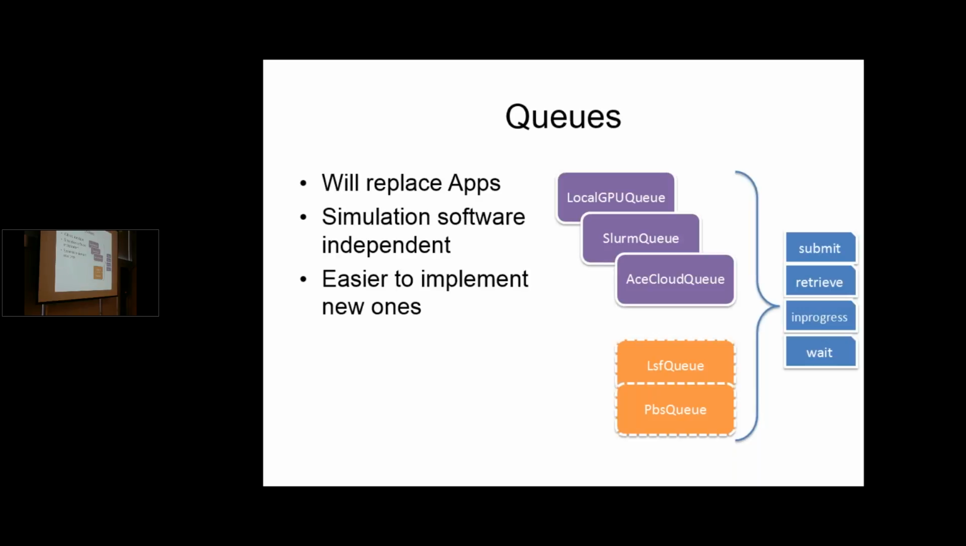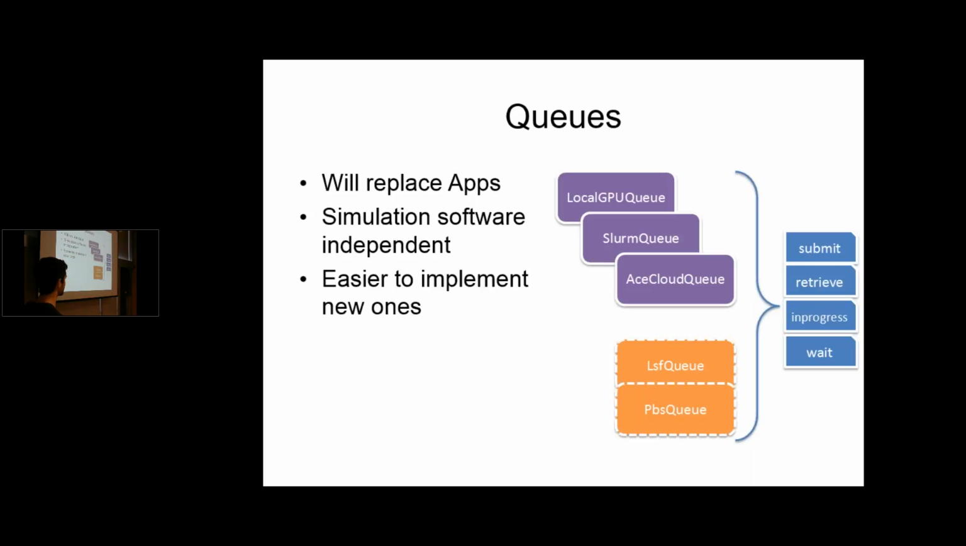The nice thing about those queues is that they all have a unique interface. They all have these 4 methods that you can call: the submit, which you give a folder and it sends that folder for simulation; the retrieve, which in some cases doesn't do anything. For example, if you run locally, there's no retrieving to be done from a remote resource, but for remote stuff like the AceCloud queue, it needs to retrieve the simulations from the remote resource.